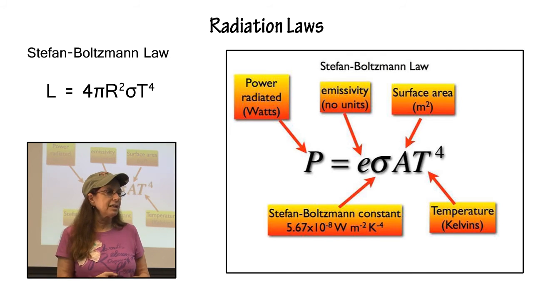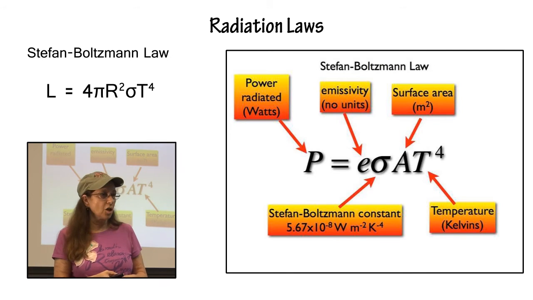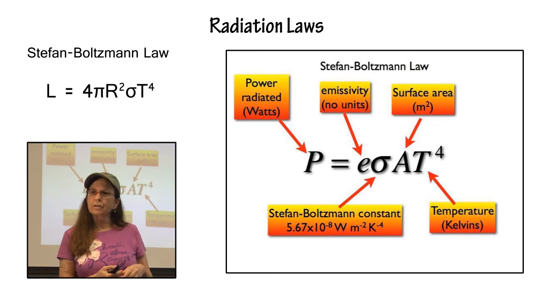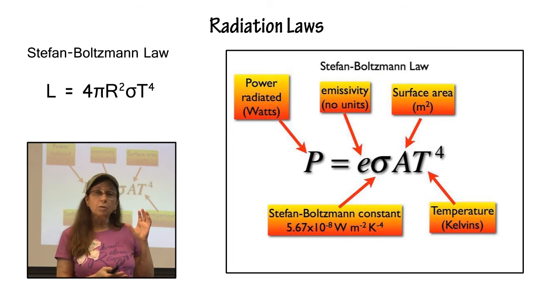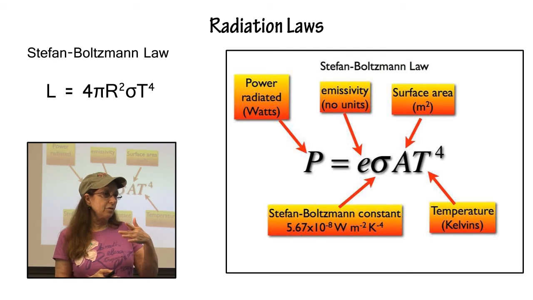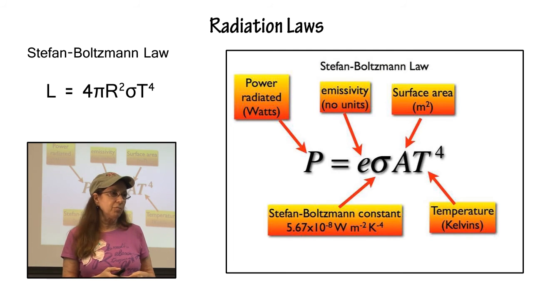The third radiation law, Stefan-Boltzmann's law, simply says if you look at those curves underneath the blue star, the yellow star, the red star, and you determine the area under those curves, that area under the curve is equal to the total amount of power that is produced from that star. And that's what that relationship is. It relates the power from the star to its temperature and its surface area.